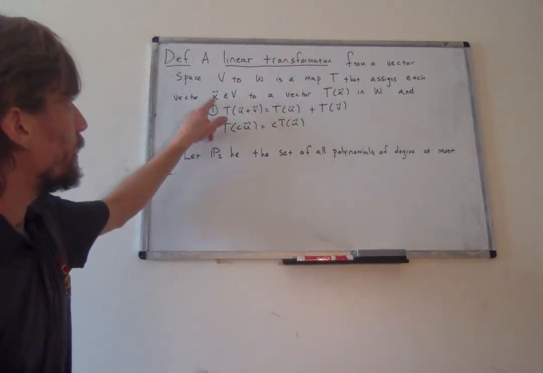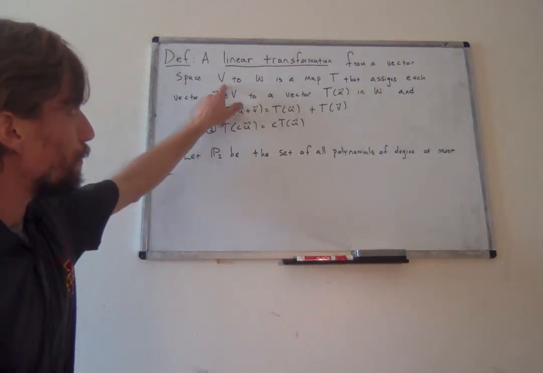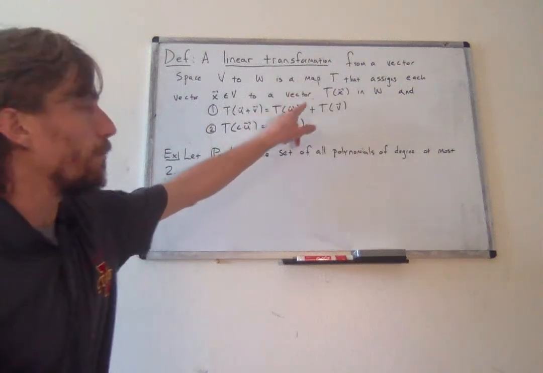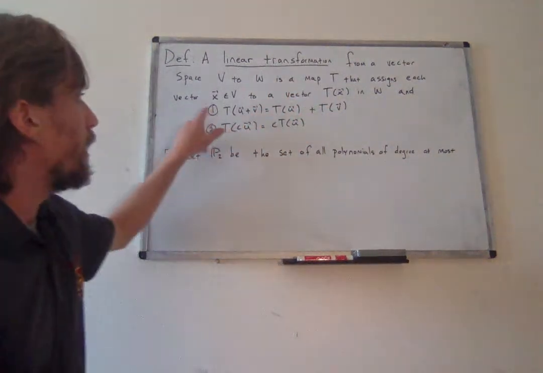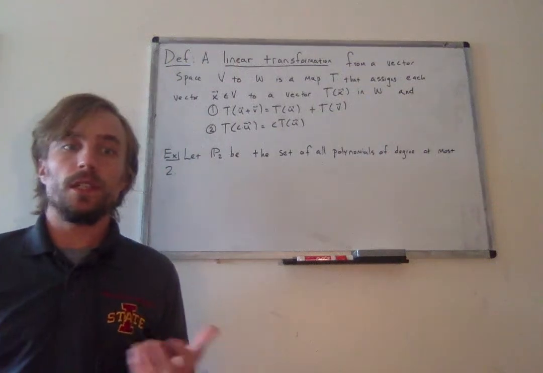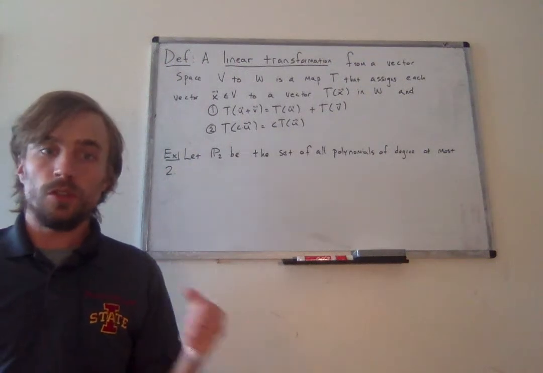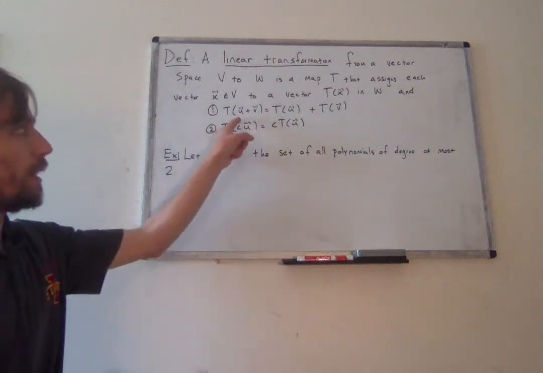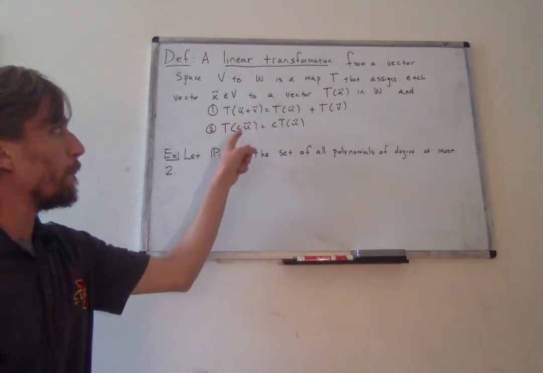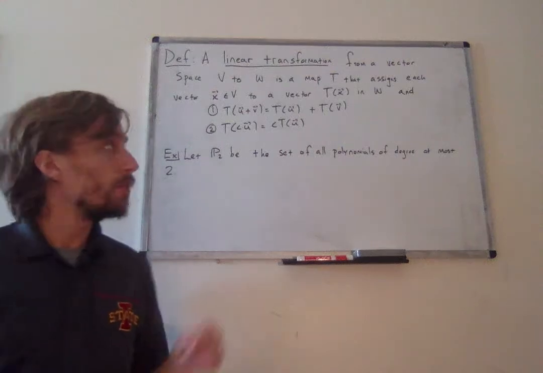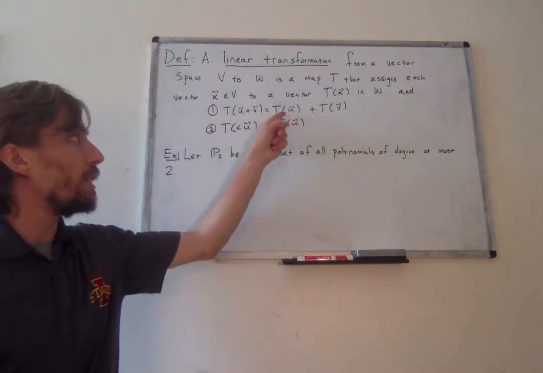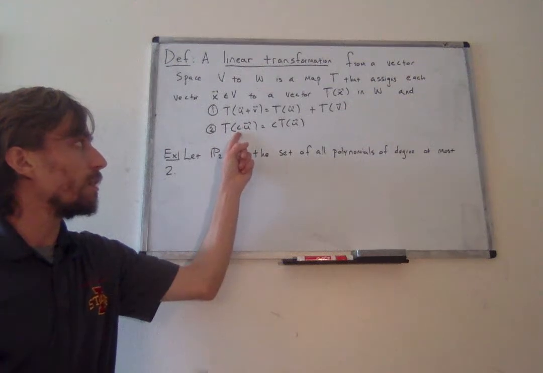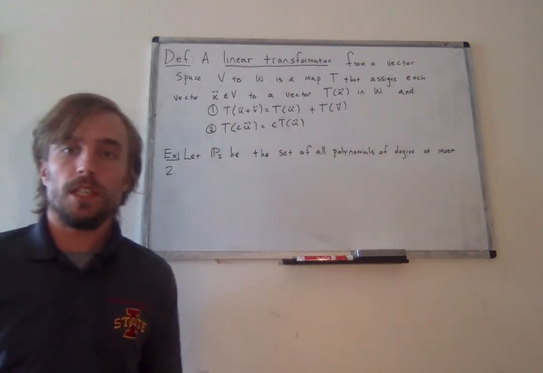It's just a map that takes each vector x in V and assigns it to some vector T of x in W, and then satisfies the same two properties that we wanted our original linear transformations to satisfy. So that is, it can split up across sums, and we can factor out scalars. So T of u plus v is equal to T of u plus T of v, and T of c times u, where here c is a scalar, is equal to c times T of u.